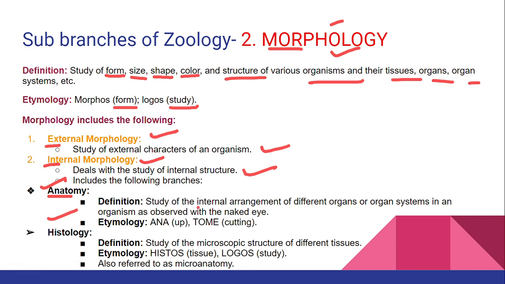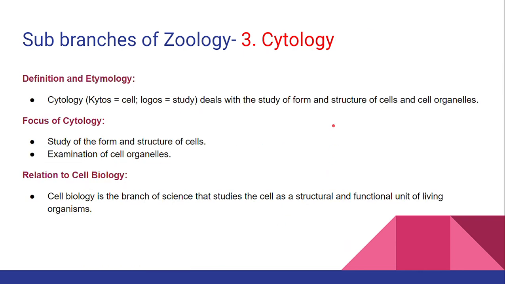Anatomy means the study of the internal arrangement of what do we see? The internal arrangement of what is present? Ice cream is present? No, obviously not. Organs and systems, all these things are present. So we are going to study these, right? Ana means up, tome means cutting. Then what is histology? Histos is the word we use for tissue, and logy means study. So we do the study of the tissue.